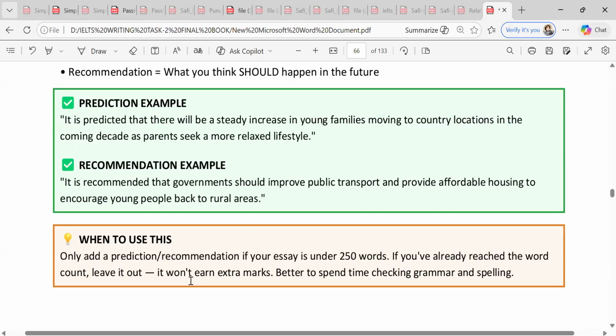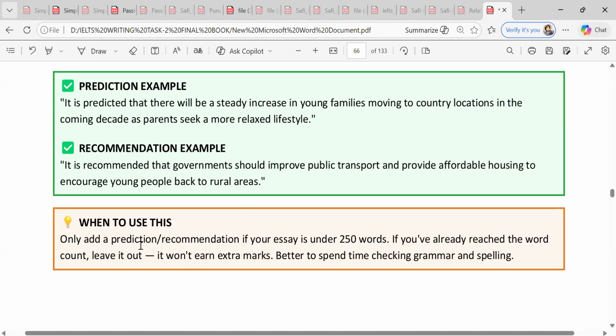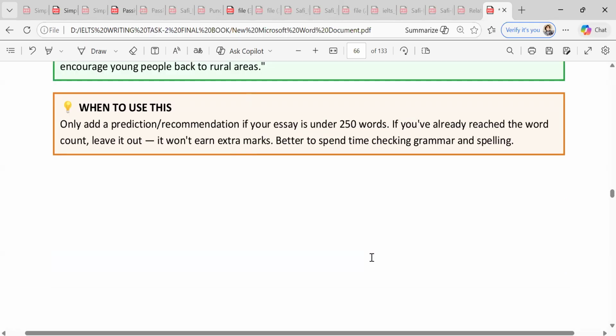So you can add only one. Only add a prediction or recommendation if your essay is under 250 words. If you have already reached the word limit, leave it out. It won't earn extra marks. Better to spend time checking grammar and your spelling.